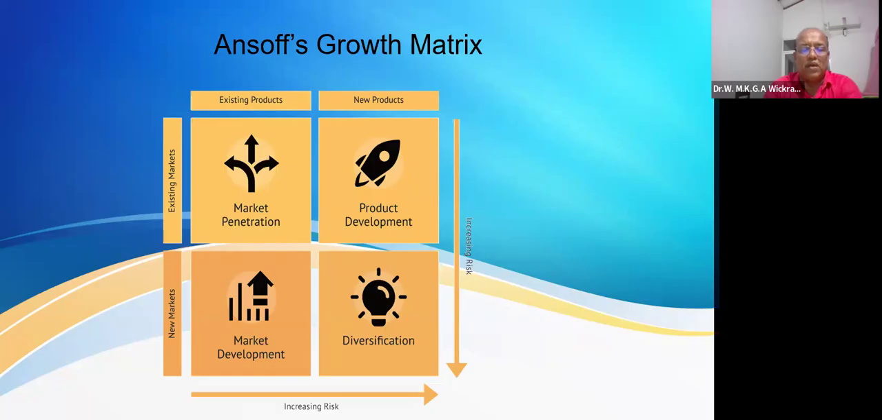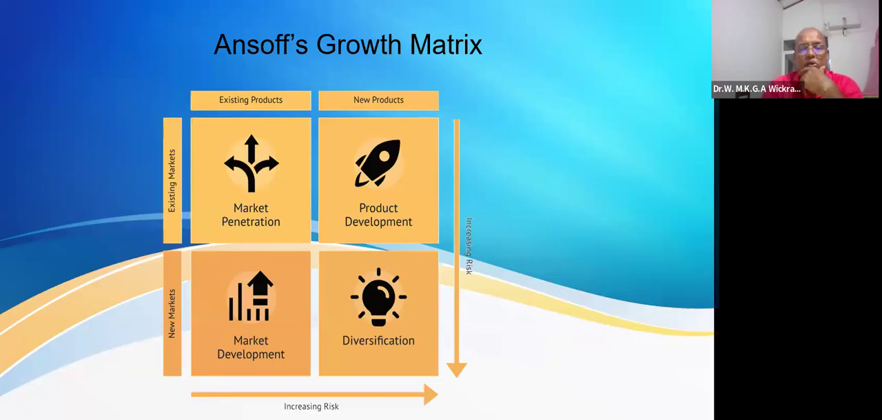But if you take diversification, it is also very high risk. Why? New products to new markets. We don't know how it works in the new markets.